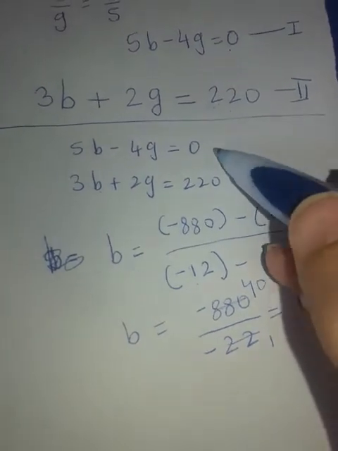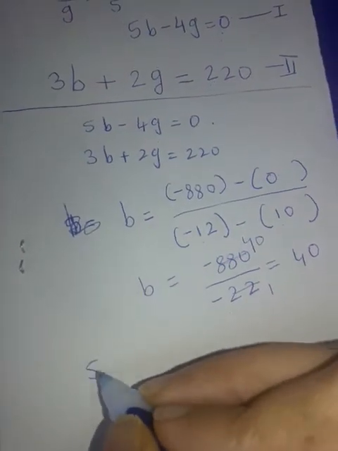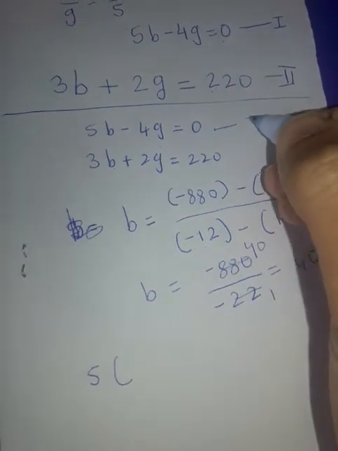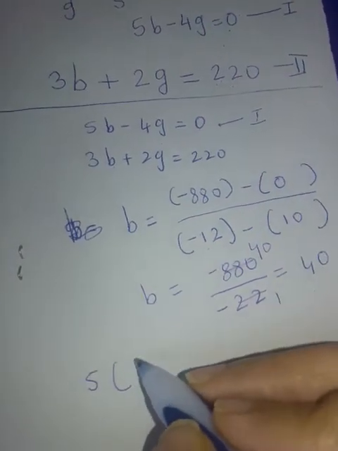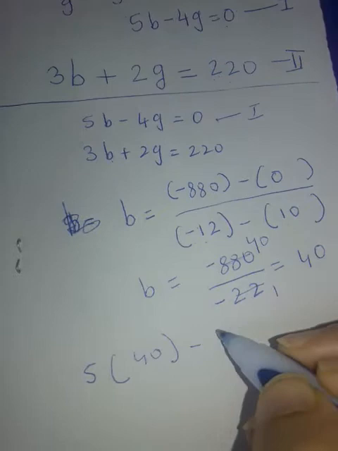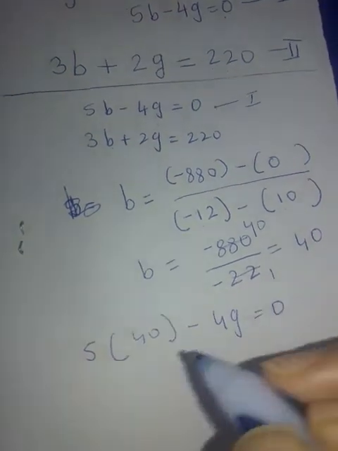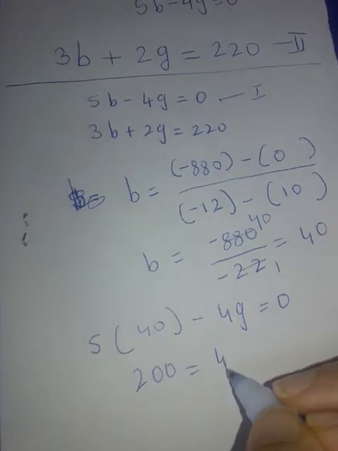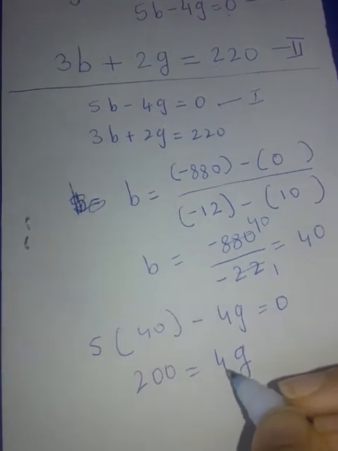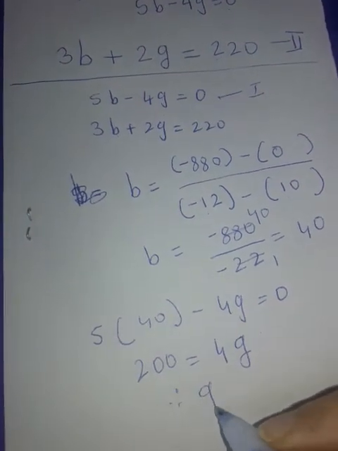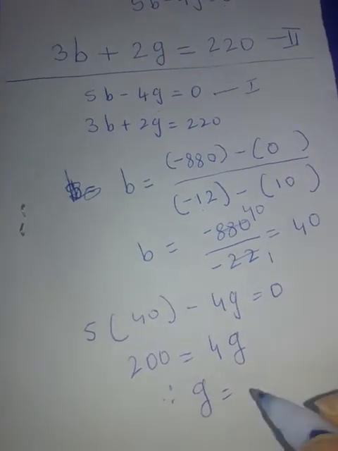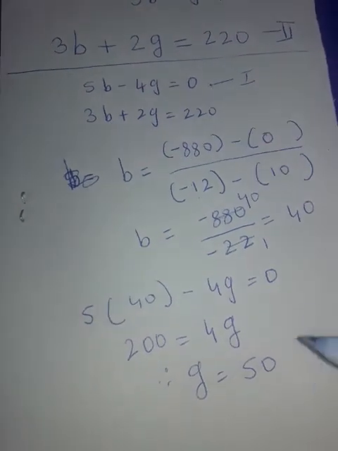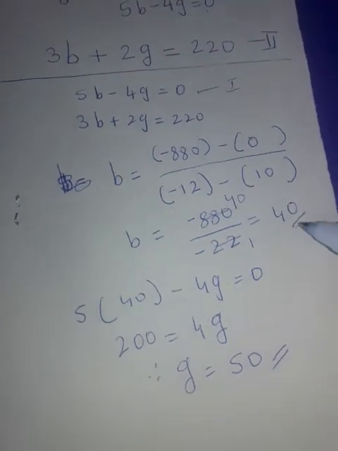If I substitute it here in equation 1, this is equation 1. 5 in the bracket 40 minus 4G is equal to 0. So 200, take this 4G on right hand side. 200 is equal to 4 multiplied by G. So G is 200 divided by 4, that is 50. So your answer is ready.